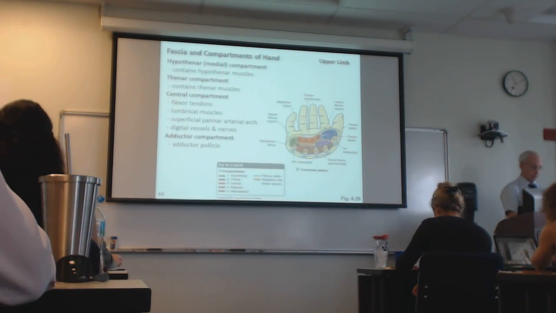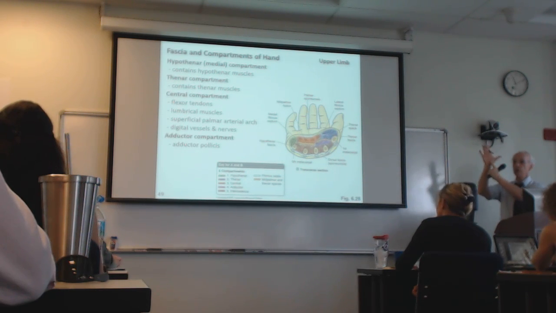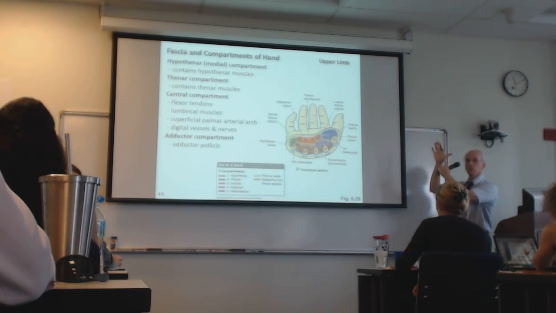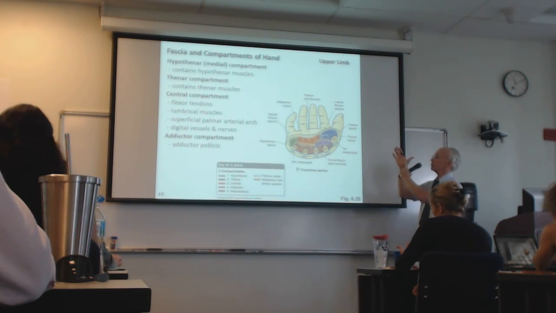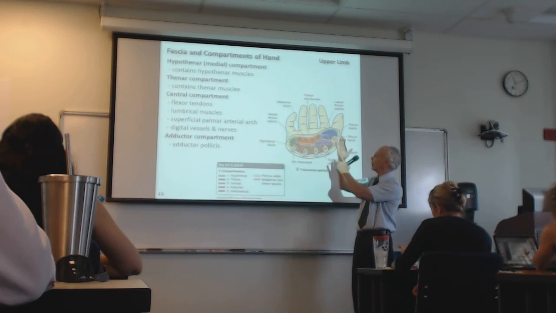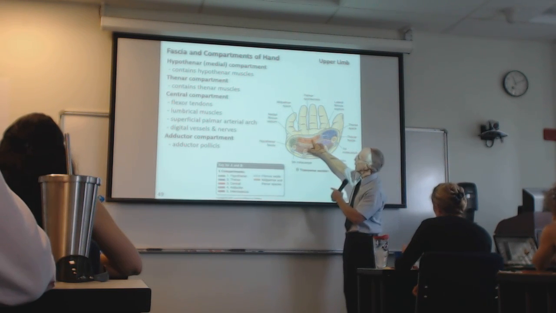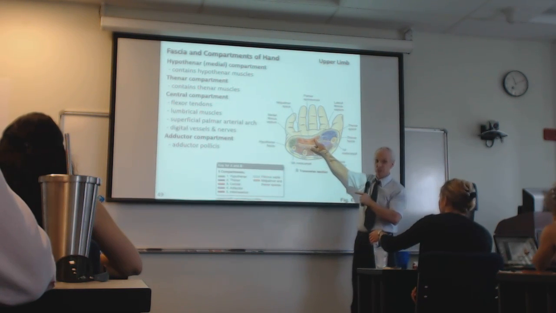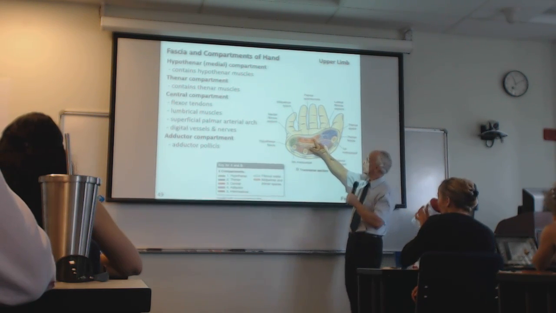I talked about the thenar and hypothenar regions. Again, the thenar is that little bulbous muscular region adjacent to the thumb. This is the hypothenar region over here. Underlying the palmar aponeurosis is sometimes called the central compartment, relatively protected.